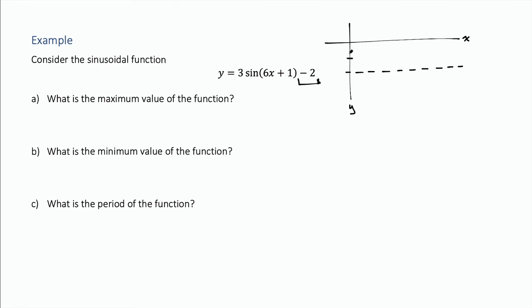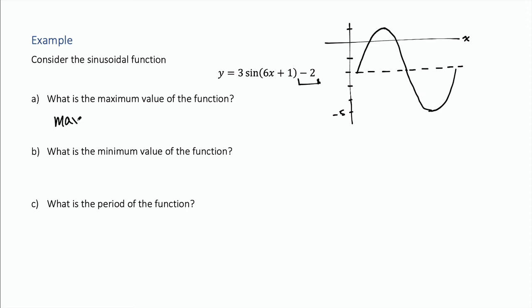So if I go up 1, 2, 3, that puts me up at 1. I'm going to have a wave that's coming down, that goes up to 1, and it goes down the same distance. If I go down 3 from the middle, well, it was at -2. 1, 2, 3 down is down at -5, and that's where my low point is going to be. So that tells me my maximum and my minimum.